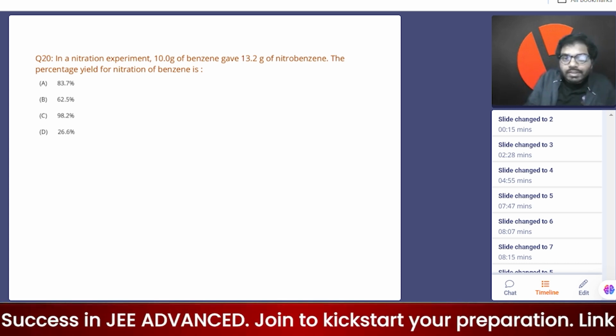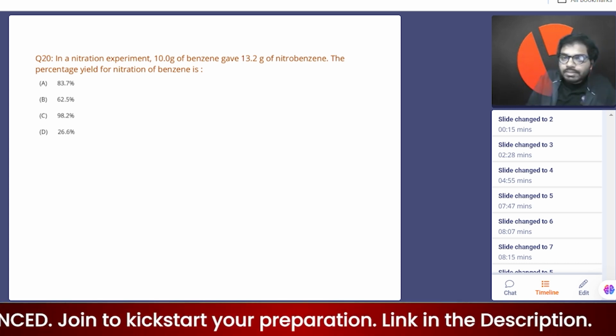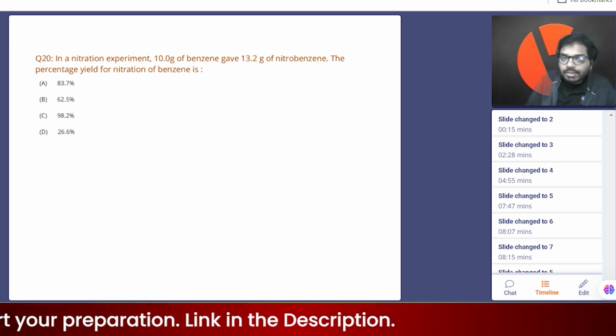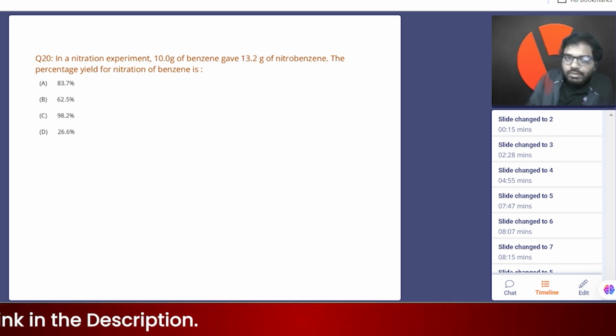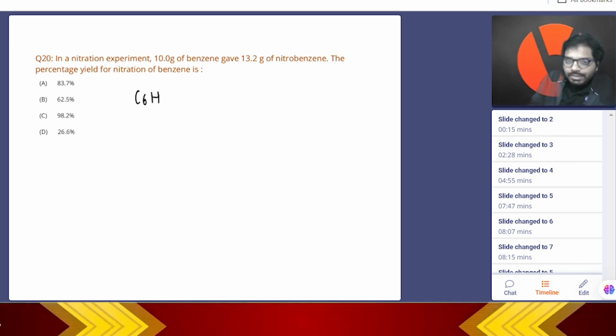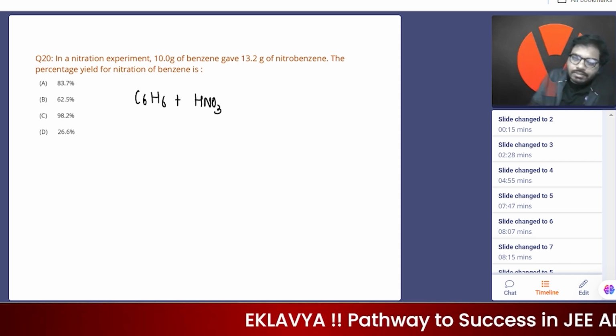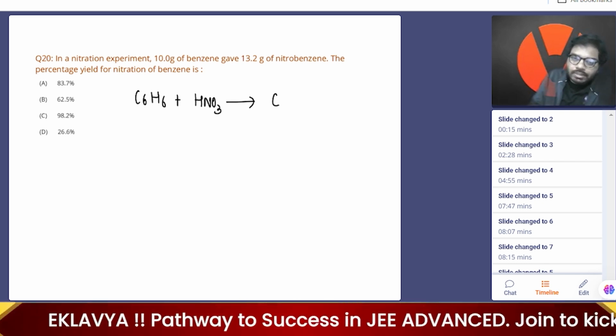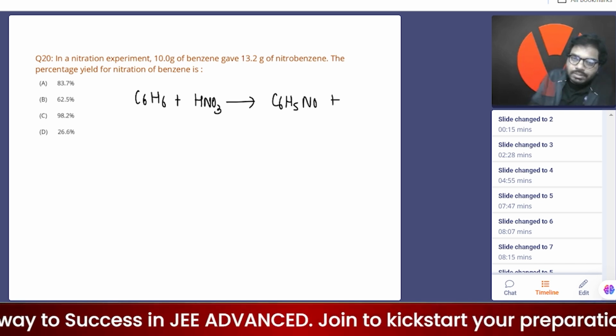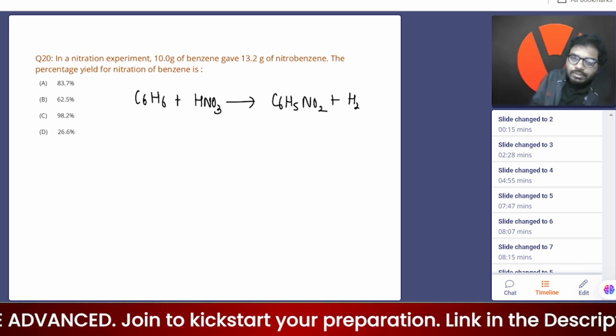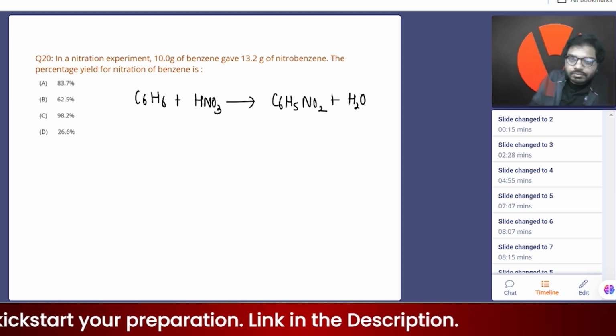Okay, in the nitration experiment, 10 gram of benzene gives 13.2 gram of nitrobenzene. What is the percentage yield for the nitration of benzene? So we have to find out the percentage yield. So we know that C6H6 plus, I can write here, suppose HNO3, it will be better, H2SO4, and it will become C6H5NO2 plus, I can write here, H2O suppose.